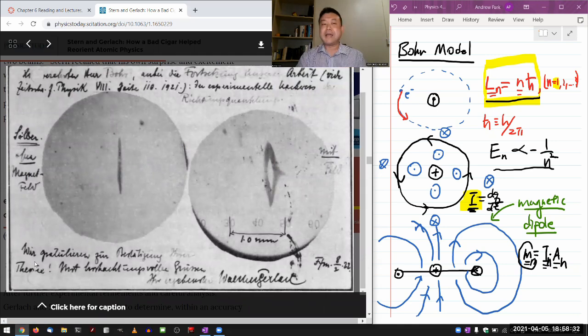I can't read it all, but what I will point out is this is their picture of the silver deposit without magnetic field. So that's just showing the atomic beam, and when they apply the magnetic field, they see clear separation of the silver deposit, which they took to be evidence of quantization of angular momentum. So, nice story.